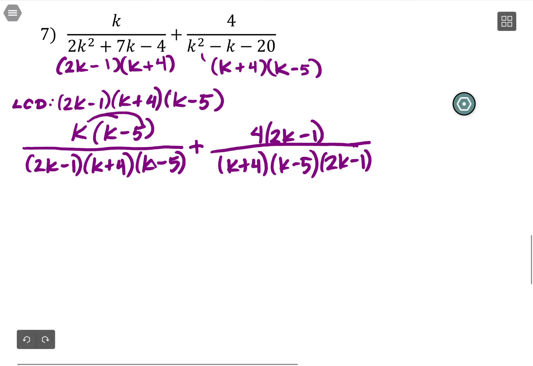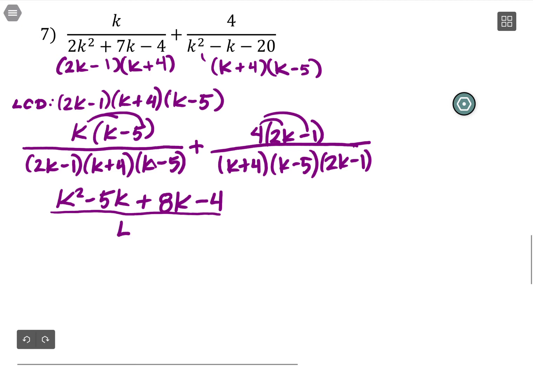So I'm just going to start cleaning these up a little bit. On the top, we're going to have a k squared minus 5k plus 8k minus 4. On the bottom, I give you full permission to just write LCD until your answer. I want you to write it all out in your answer. But if you get tired of writing out big common denominators, it's okay with me if you use a shorthand in your work. Okay, so we're going to get k squared plus 3k minus 4.